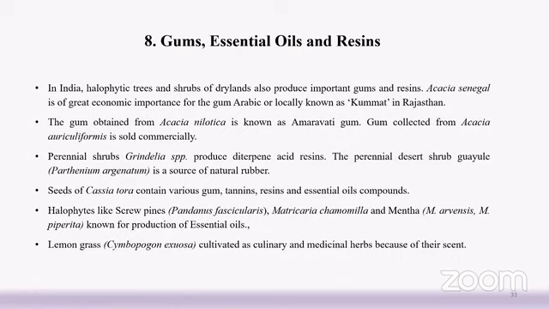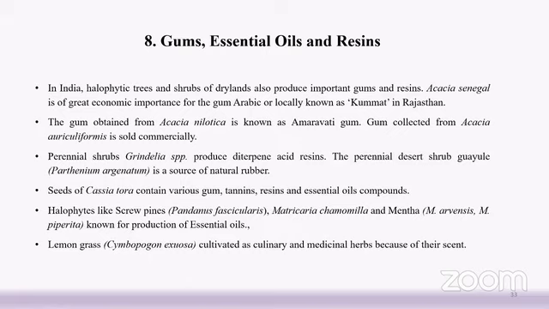Another use is gum, essential oil, and resins. In India, halophytic trees and shrubs of dryland also produce important gums and resins, like Acacia senegal, of great economic importance for gum arabic, locally known as kummat in Rajasthan. The gum obtained from Acacia nilotica is known as Amravati gum. Gum collected from Acacia auriculiformis is sold commercially. These gums are used for medicinal purposes also, and some are used in sweets also.